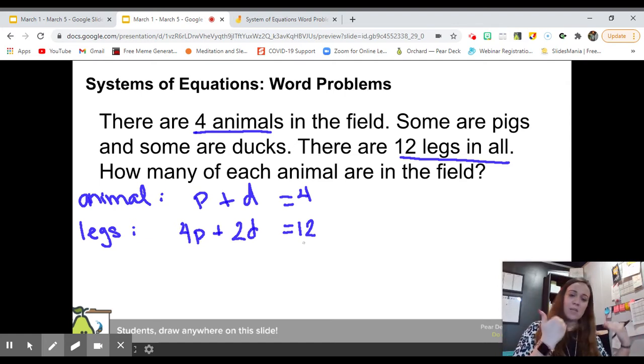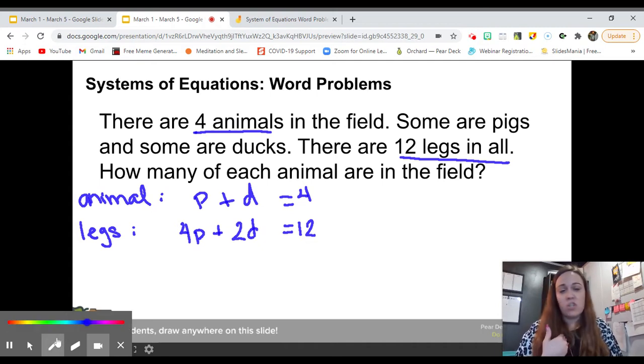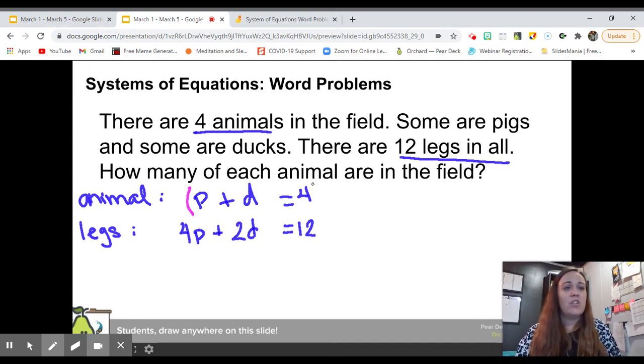So if you think back to systems of equations, whenever we were solving algebraically, we were using either substitution or the process of elimination. I noticed that I don't have a variable that is isolated, meaning it doesn't say P equals or D equals. It has P plus D equals 4, and 4P plus 2D is equal to 12. So it's going to be easier, just personally for me, and this is my preference, if we use elimination. So let's go ahead and eliminate a variable. I'm looking at 4P. Yes, in the Zoom class today, I eliminated the ducks.